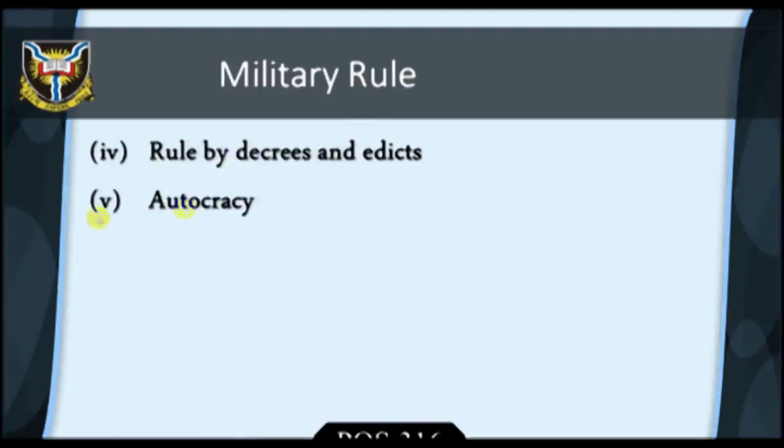5. Autocracy. Drawing from all the above, military rule is often autocratic and oppressive because it is not accountable to the electorate, which in the first place did not vote the military into power. Similarly, fundamental human rights are easily trampled upon because the military does not recognize the Constitution and its provisions.